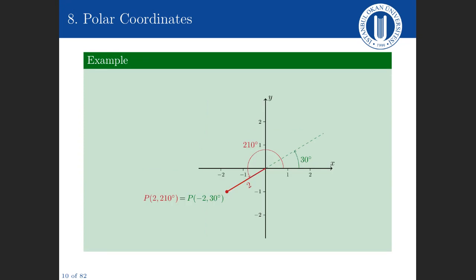Here's another example. First of all, let's use the angle 210 degrees and then draw this red line. The length of this red line is 2. So this point has polar coordinates (2, 210°).